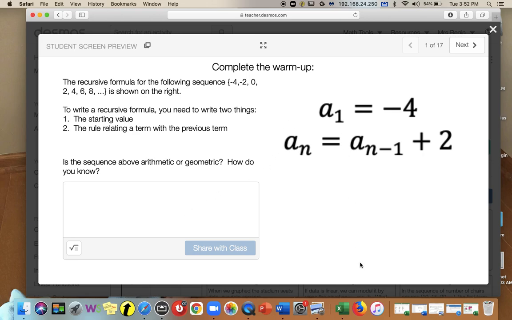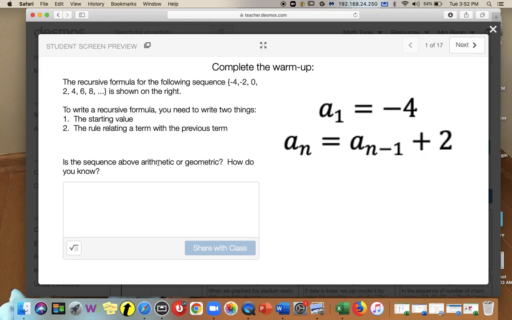Complete the warm-up. The recursive formula for the following sequence, -4, -2, 0, 2, 4, 6, 8, is shown to the right. To write a recursive formula, you need to write two things. The starting value, so here it says a sub 1 equals -4, there's the starting value, and the rule relating a term with the previous term. So here, for any term a sub n, you take the term before it, a sub n minus 1, and we're going to add 2.